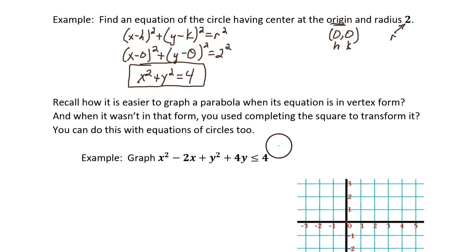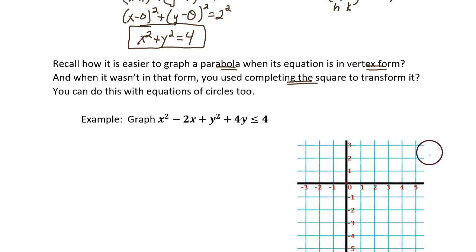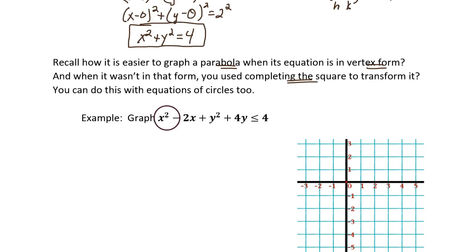Do you remember how easy it is to graph a parabola when the equation is in vertex form? It was a little bit easier to do that than when we had the equation in standard form. When it wasn't in that form, we were able to use completing the square to transform it. And we can do that with equations of circles as well. So here we have an equation. It's got x squared in it, it's got y squared, it's got some other terms. This is a very complicated equation. 4 terms on the left side. Let's use completing the square to make this look like the general form for a circle.